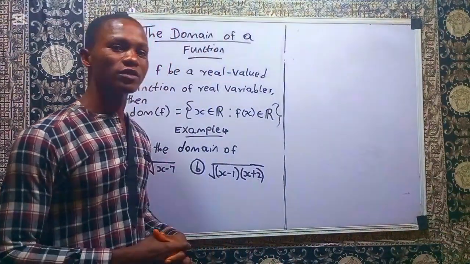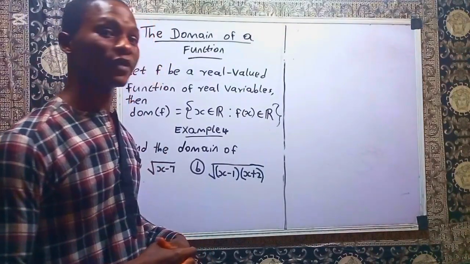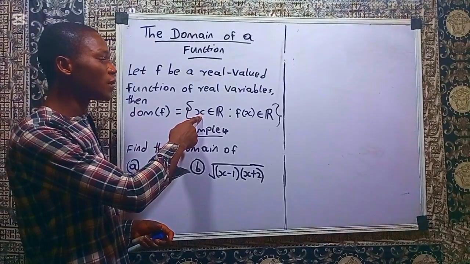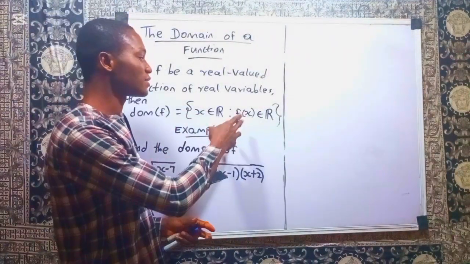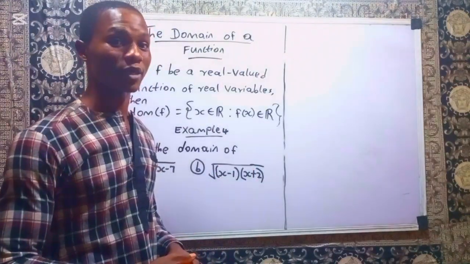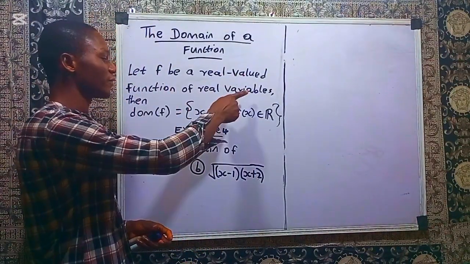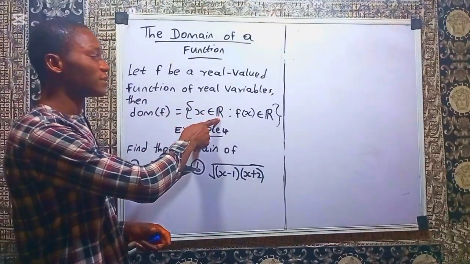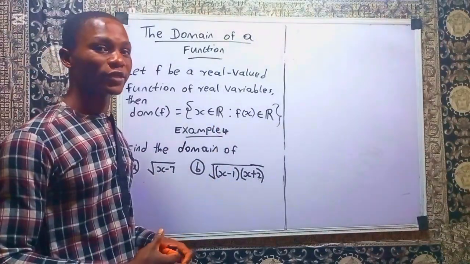And in our previous classes, we defined the domain of a real valued function of real variable to be the set of all real numbers, such that if you put those real numbers in the function, you also get a real number. So assuming that f is a real valued function of real variable, then domain of f is the set of all x elements of real numbers, such that f of x is also a real number.